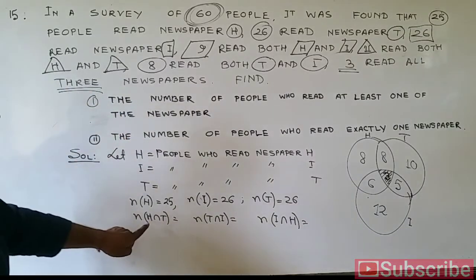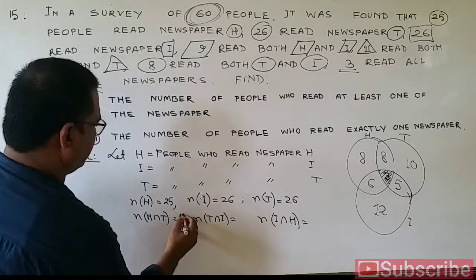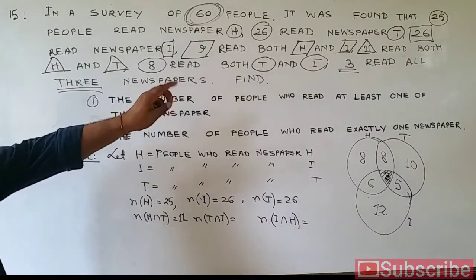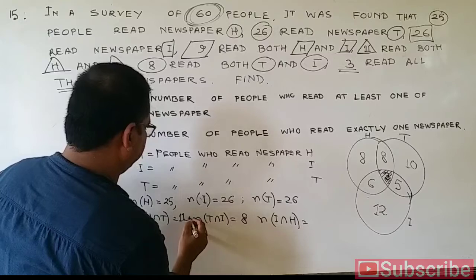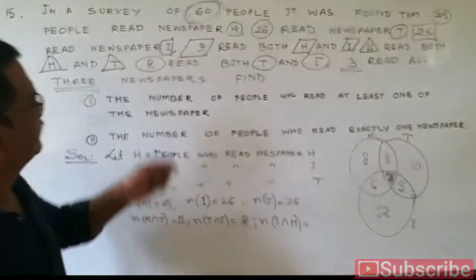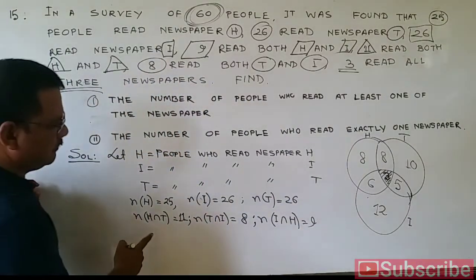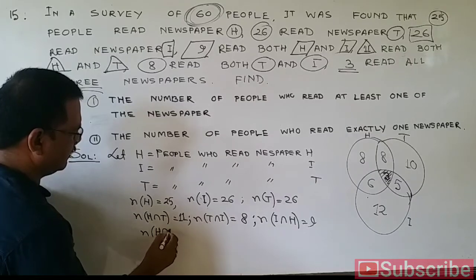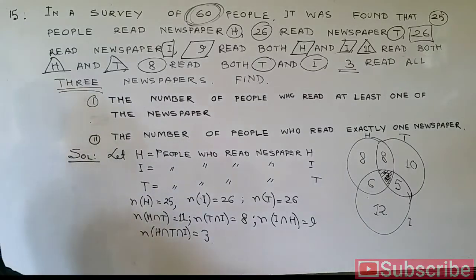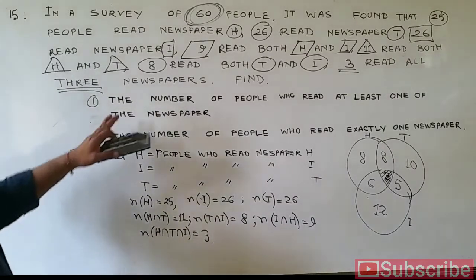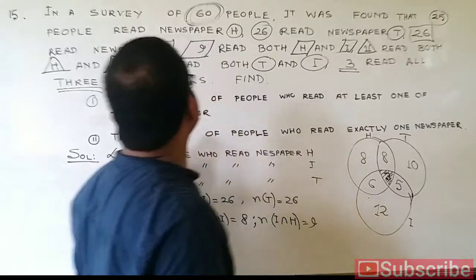Now let us find them. H intersection T, H and T, 11. T and I, 8. I and H, how many? 9. Okay. Then all the 3, H intersection T intersection I is equal to 3. This is our given information. With this information, we have to find the number of people who read at least one of the newspapers. That means we have to find the union of these 3 sets, right?